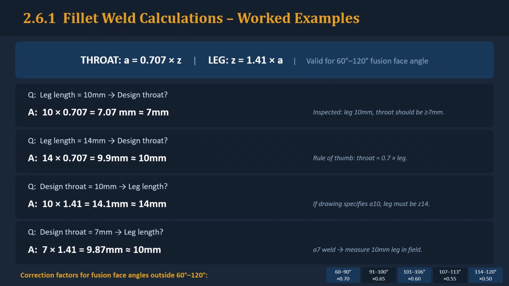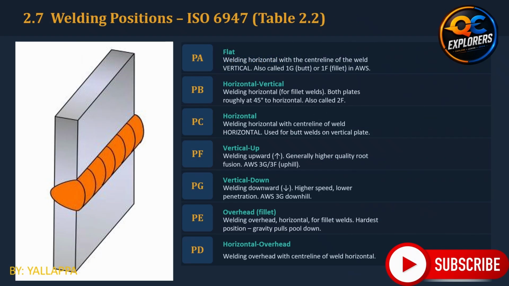The engineering judgment is knowing when that mathematics is valid. We now move into welding positions according to ISO 6947. These position codes are essential knowledge for a welding inspector. The principal codes shown here are PA, PB, PC, PD, PE, PF, and PG.